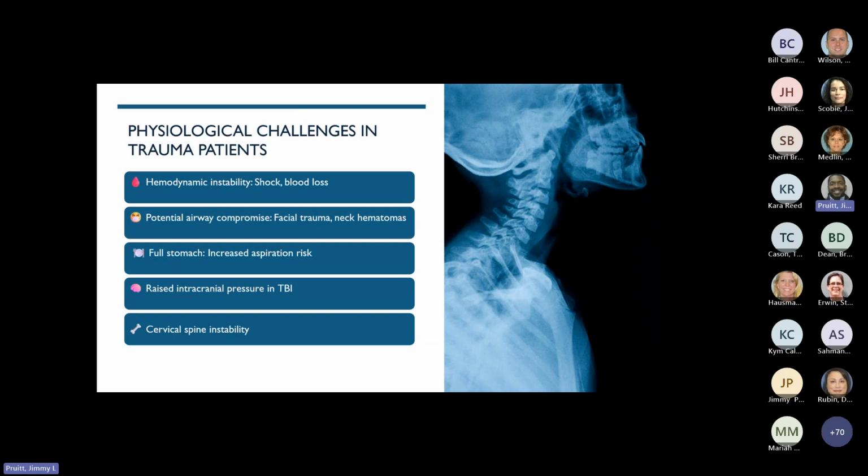Some of the physiological challenges in our trauma patients are that they're going to be the sickest they'll be in their hospitalization. They're going to have shock and blood loss, and there's potential for airway compromise due to things like facial fractures and neck hematomas. Again, they've had a full stomach, so they're an increased aspiration risk. They have raised intracranial pressure if they have TBIs, and there's another component of cervical spine instability. All of these things make trauma patients really unique.